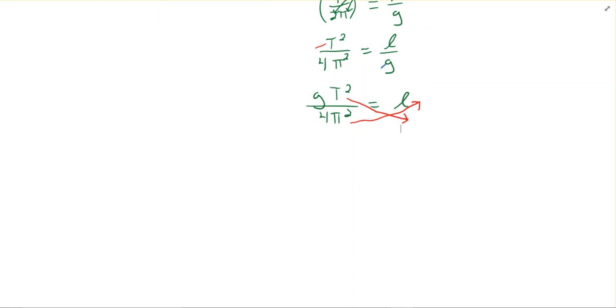So if I clean that all up and actually move those things, what I'm left with is g is equal to, the L is still there, so L. I move the 4 pi squared up here, so that's 4 pi squared. And then divided by, or over, now I move that t squared to the bottom. And that's it. That's my answer.